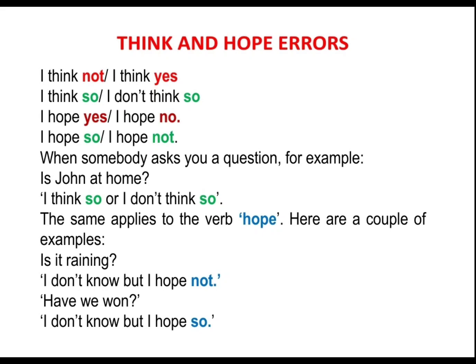Think and hope errors. "I think not" or "I think yes." Correct: "I think so" or "I don't think so." "I hope yes" or "I hope no." Correct: "I hope so" or "I hope not." When somebody asks you a question, for example, "Is John at home?" you can say "I think so" or "I don't think so." The same applies to the verb hope. Here are a couple of examples. "It is raining." "I don't know, but I hope not." "Haven't we won?" "I don't know, but I hope so."